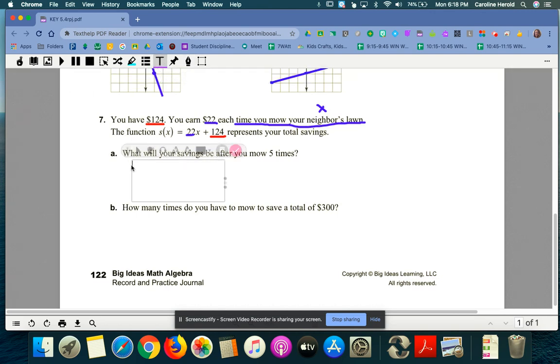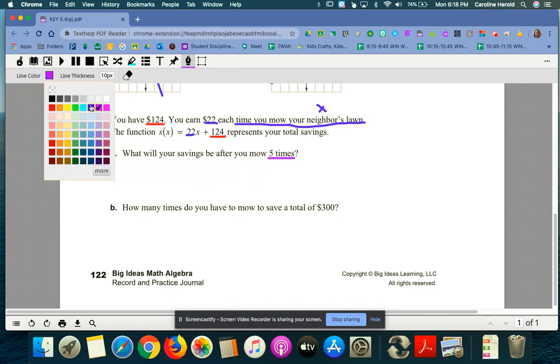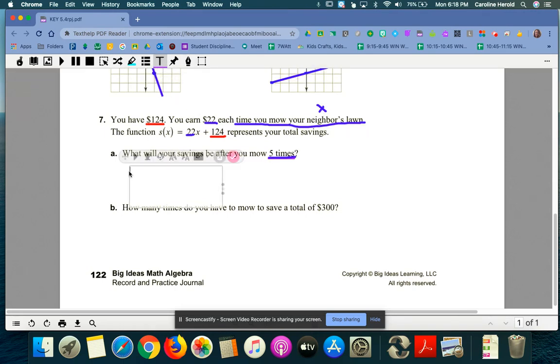All right, so I'm going to do that with the typewriter here because I think that my work will be a little bit better. I'm going to mow 5 times. If I mow 5 times, then that's actually X, right? 5 times is going to be in place of the X. So I'm going to use this equation. S of 5 will end up being 22 times 5 and then plus 124. So I'm going to use my calculator. 22 times 5, that's 110, right? Plus 124 is $234. So that means my savings after 5 mows will be $234. I'm going to put that with a label here.